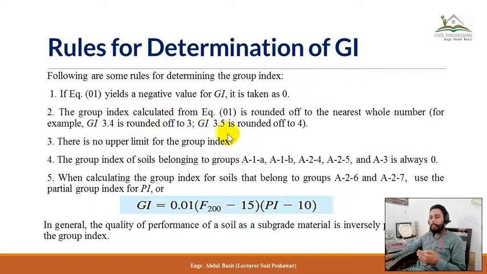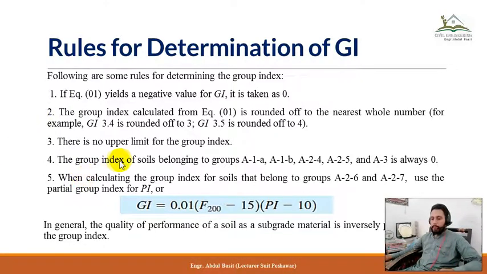Similarly, 3.5 should be rounded off to 4. So you will not write 3.1, 3.2, 3.3, 3.4, 3.5 in decimals. Group index should always be a whole number, and this is the technique of how to round it off. There is no upper limit for the group index. Group index can be of any value, but it cannot be negative. If it is negative, you will round it off to 0.